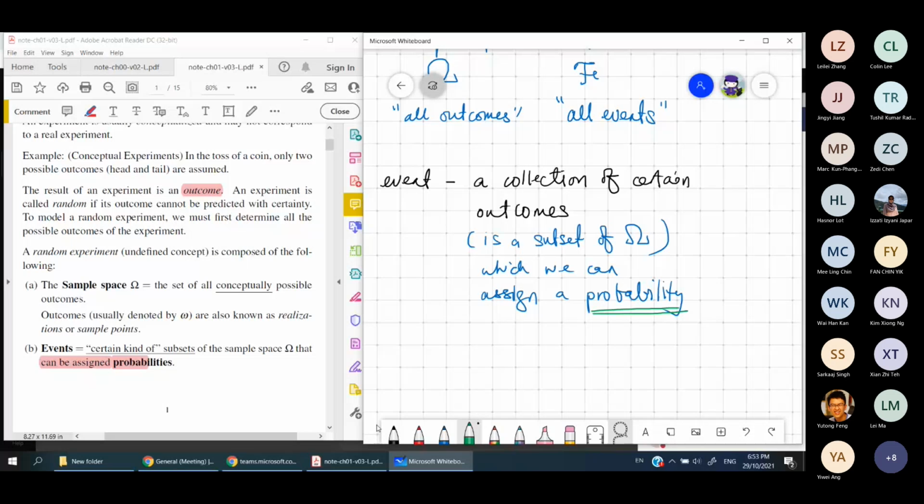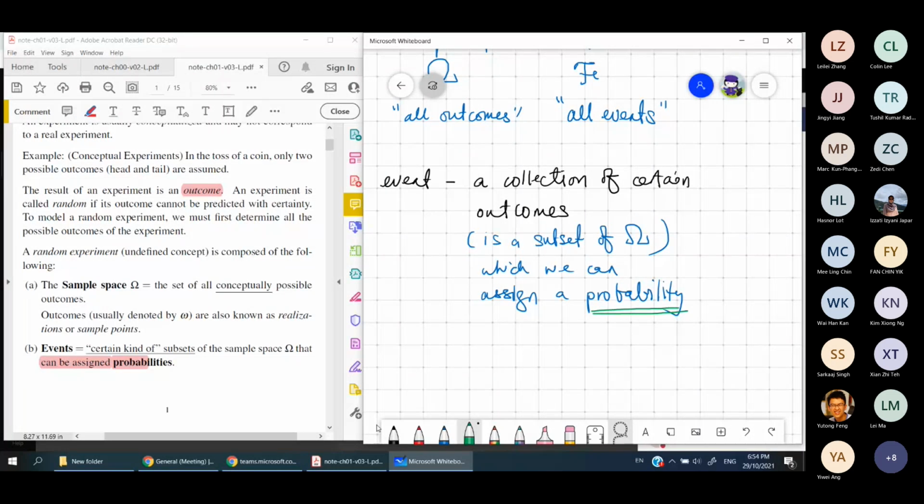Okay, so up to this point we are using layman language. I believe you have some idea what is meant by probabilities, right? Later on we're going to talk about the actual meaning of probability. Okay, so that is the meaning of event.